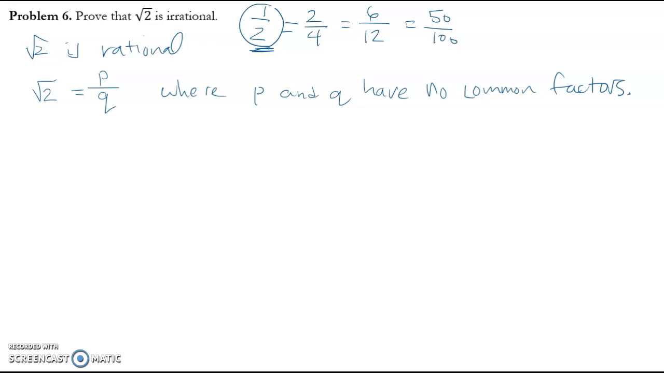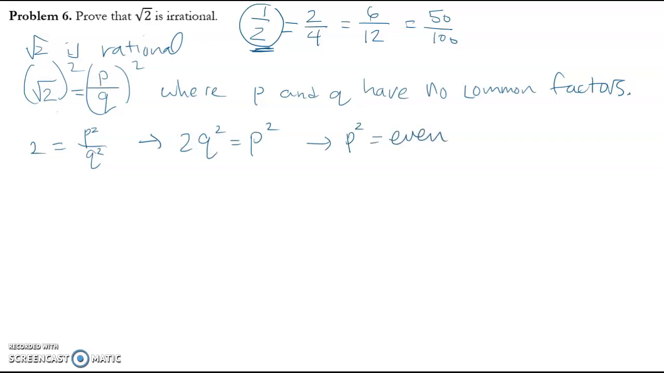Okay, now let's square both sides. That's going to give us 2 equals P squared over Q squared. And let me multiply Q squared to both sides. So we have 2Q squared equals P squared. This tells us that P squared is an even number, because any number times 2 results in an even number. And this also shows that only an even number squared gives us an even number. So this gives us the fact that P is even.